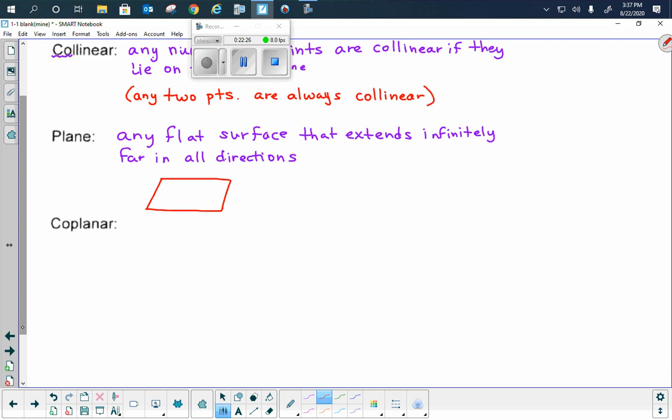And then lastly, coplanar. Well, if you break down that word again, coexisting, and then planar, we just went over plane. So any number of points are coplanar if they lie on the same plane.